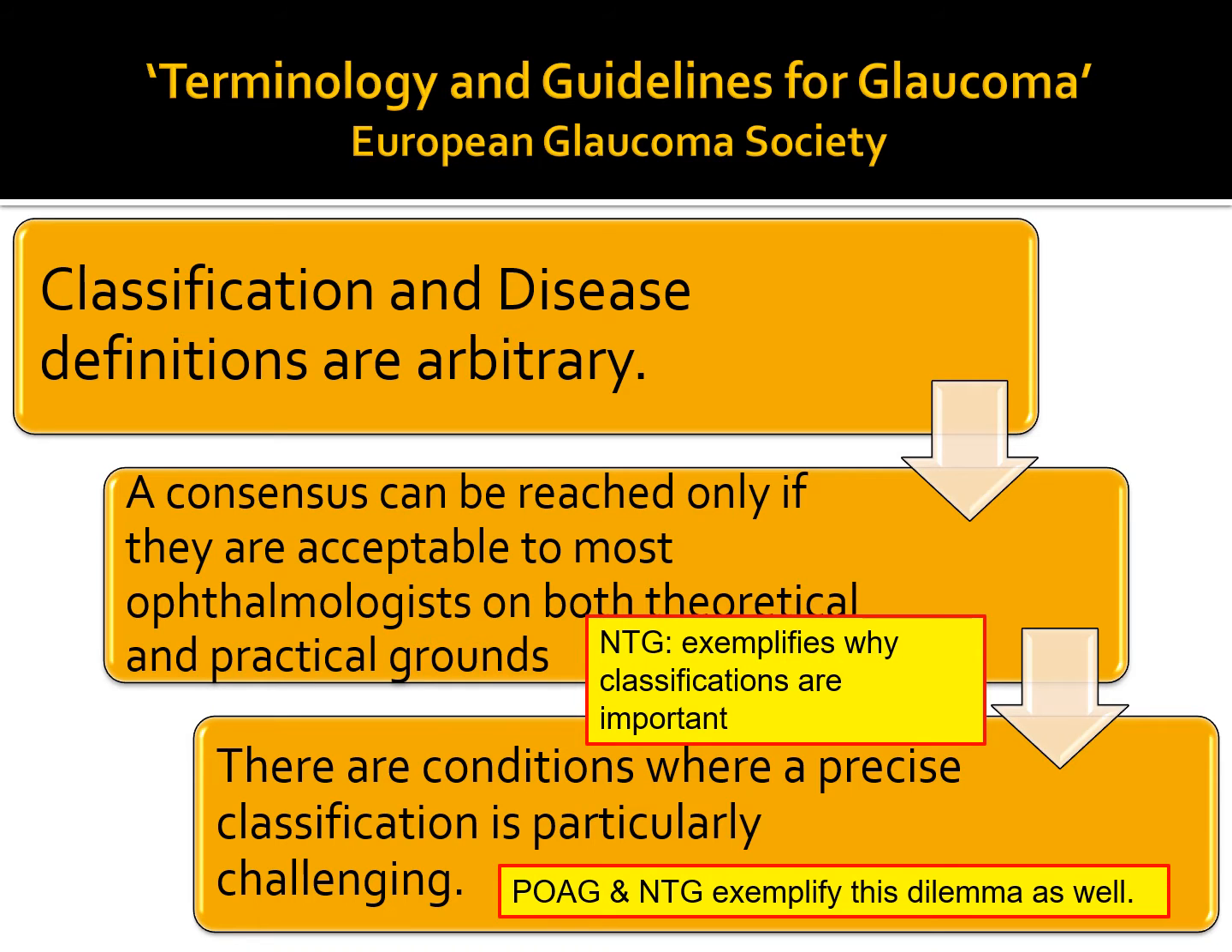But I think of how currently we classify primary open or high tension primary open angle glaucoma and normal tension glaucoma. I think that exemplifies this classification challenge. And in fact, normal tension glaucoma also then exemplifies why classifications are important, because they can drive management options.